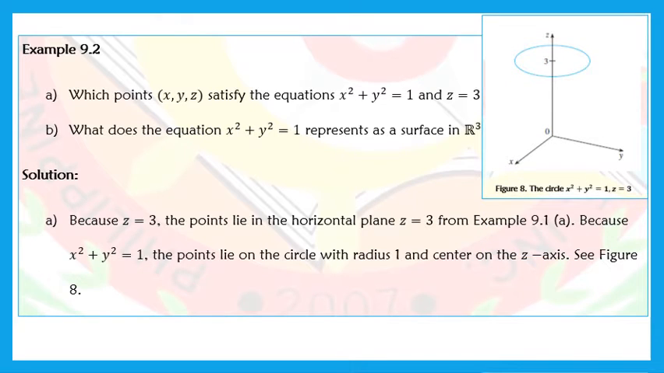So, if this is our z-axis, so ito yung 3, z equals to 3, diba? So, dito tayo magpo-construct ng circle. Dito natin i-construct yung circle natin na x squared plus y squared equals 1, a circle with radius 1. Okay.